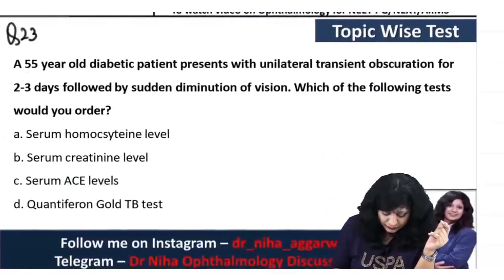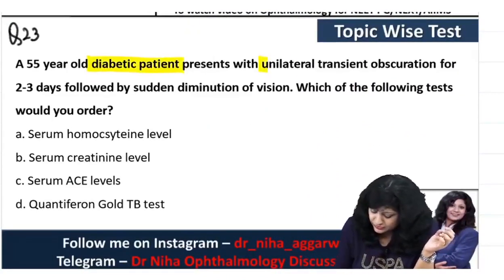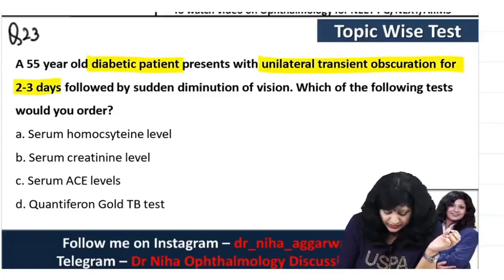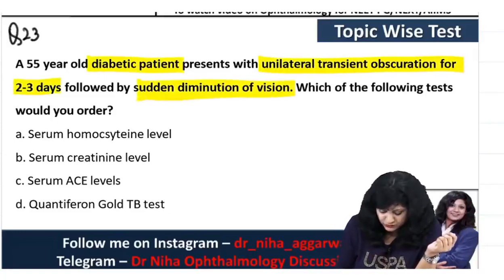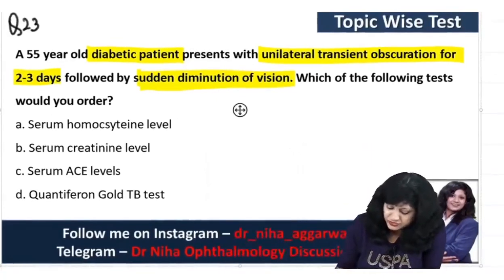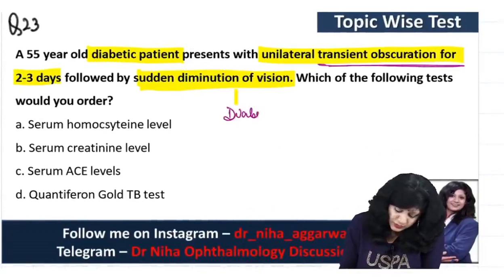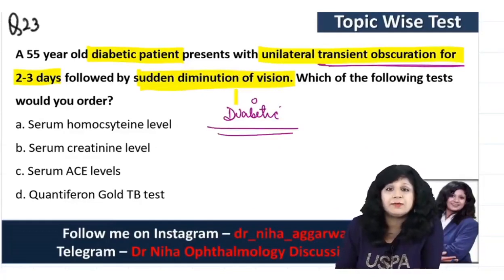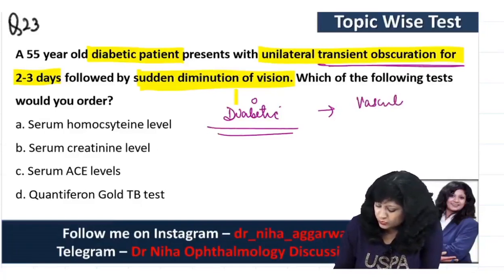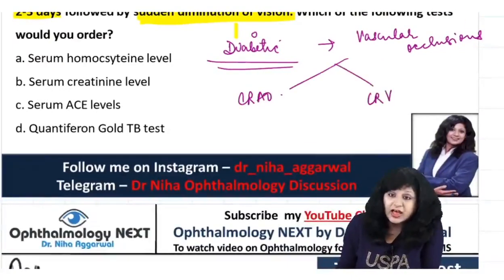Question number 23, a 55-year-old diabetic patient is coming with the complaint of unilateral transient obscuration for 2 to 3 days, followed by sudden diminution of vision. Which of the following tests will you order? See, whenever you have this transient obscuration of vision in a diabetic person, what are you going to think? Transient obscuration in a diabetic person, always think about the vascular occlusions. This vascular occlusion can be CRAO or it can be CRVO.